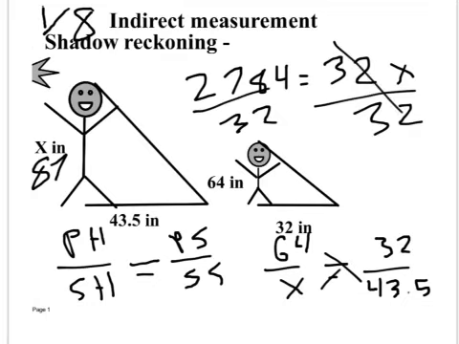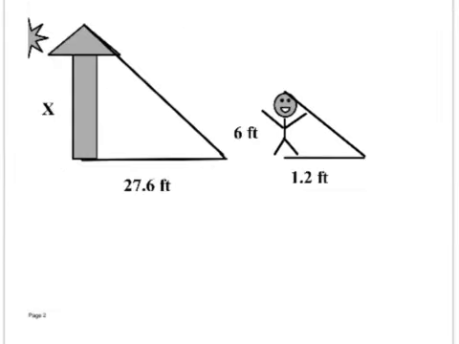So does anyone have any questions on how to use the shadows of objects as an indirect way of measuring something? Let's say this object is a bell tower. It gives off a shadow of 27.6 feet. A 6-foot person is standing by that bell tower and has a shadow of 1.2 feet. How tall is the bell tower?